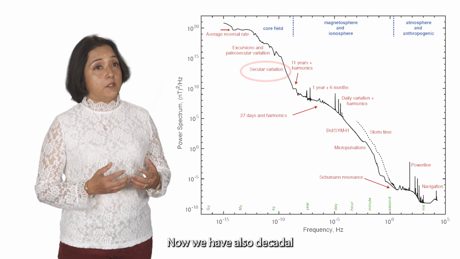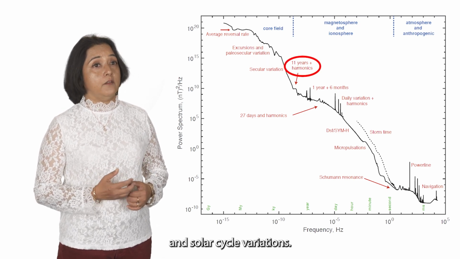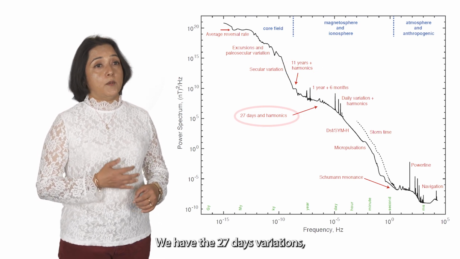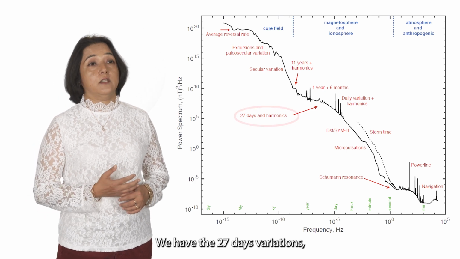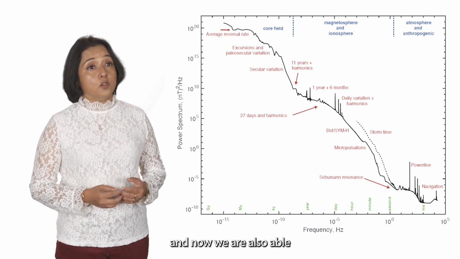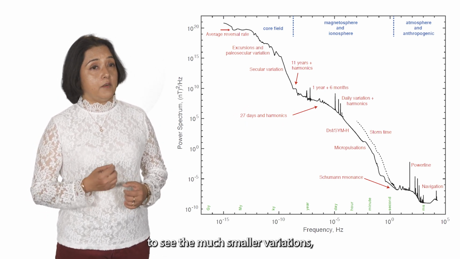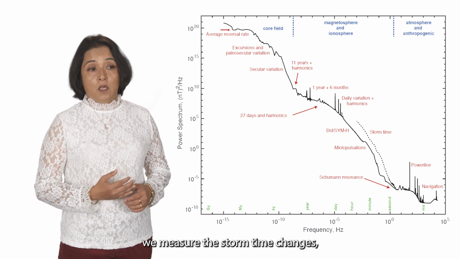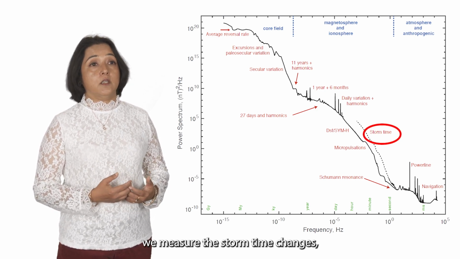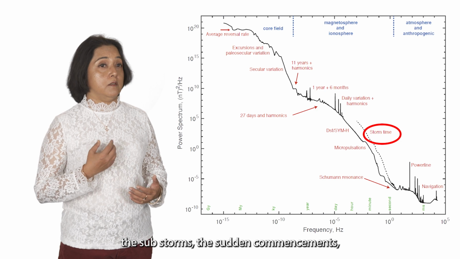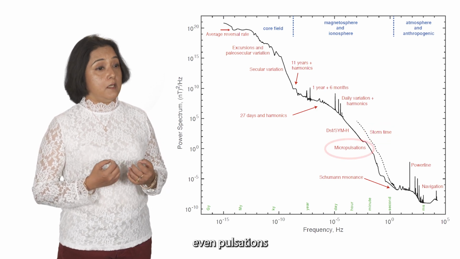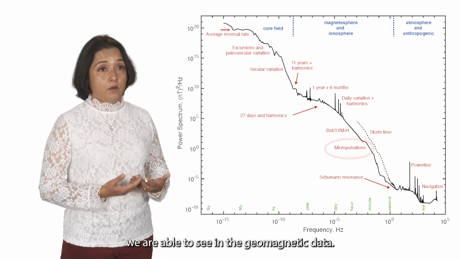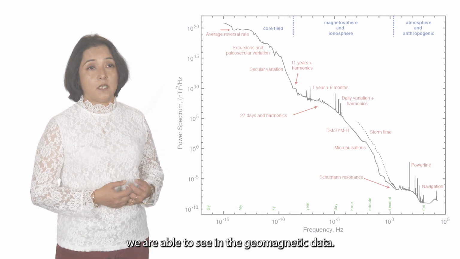So these measure the secular variations. Now we have also decadal and solar cycle variations. We have the 27-day variations, and now we are also able to see the much smaller variations where we measure the storm time changes, the substorms, the sudden commencements, even pulsations we are able to see in the geomagnetic data.